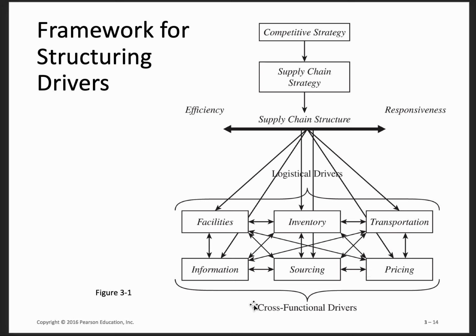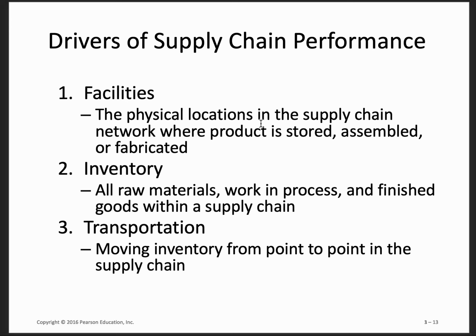And then you have cross-functional drivers that are part of every decision that you make, not just as part of the supply chain, but also part of the other functions within a company, like accounting and marketing and all of those things. So physical locations in a supply chain, those are the facilities. Inventory is the raw materials, work in process, etc. Transportation is moving inventory from one point to another. Remember that transportation could be something that the company owns, or it could also be something that the company rents, so it could be something that the company outsources.